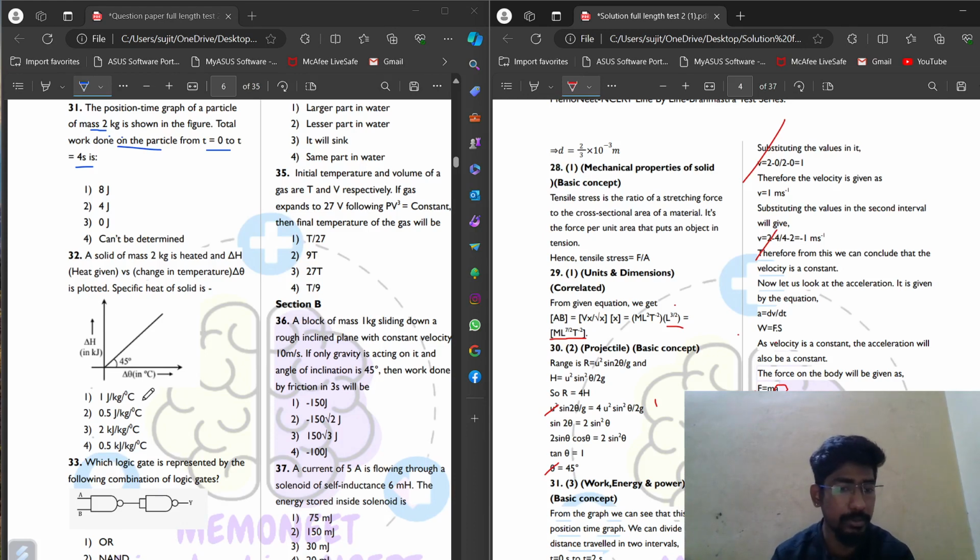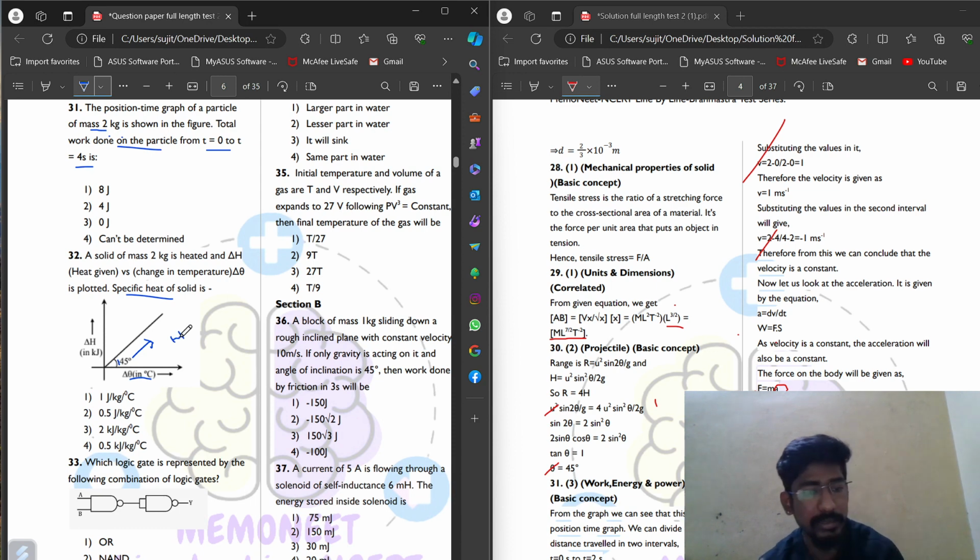Second, question number 32. A solid mass of 2 kg is heated, and del H, the heat given, and change in temperature del theta are plotted. The angle here is 45 degrees. Del theta is the change in temperature. Specific heat is given. We all know that del H equals m s del theta, where s is our specific heat. That means the formula of s will be equal to del H by m del theta, right?